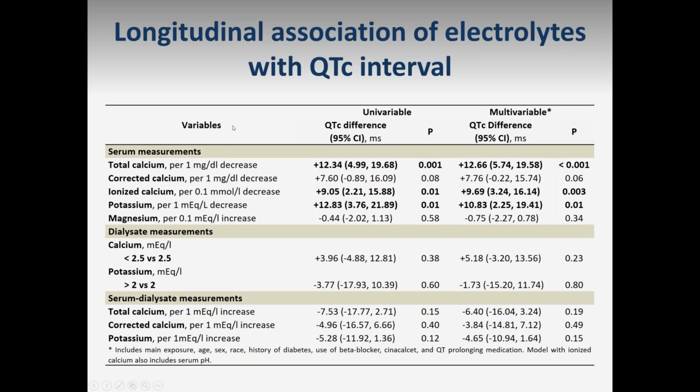So what we showed was that longitudinally, and not surprisingly, lower total serum calcium was associated with a prolonged QT, in fact, increasing it by 12 milliseconds. Lower ionized increased it by about 9. And lower potassium also increased it by 12. And when you adjusted for multiple risk factors, you were able to show that it was still consistently associated with prolonged QT. So both calcium and potassium have definitely an adverse effect when they're low by increasing your QT interval.